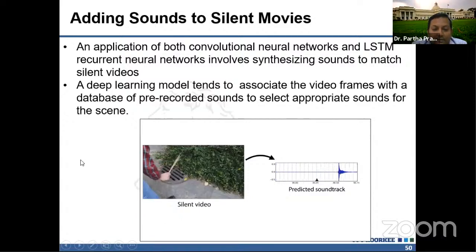So what is happening? We give a video without any sound, and the machine will generate the sounds and add them. You see this video with this audio, and it looks very realistic. So how does the machine understand, based on this image, what the sound nature would be? Whether it will be a wooden sound, or if I hit iron, what kind of sound it will generate? That is learned by the machine and it will add it. So you see here.